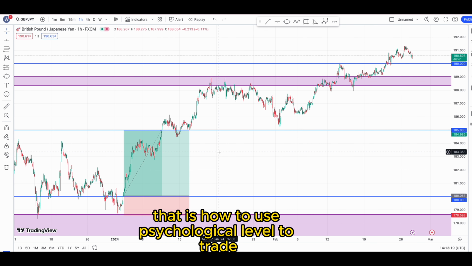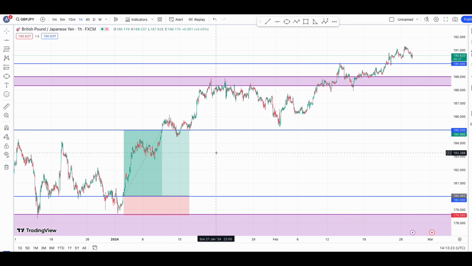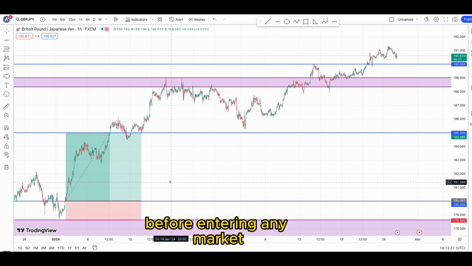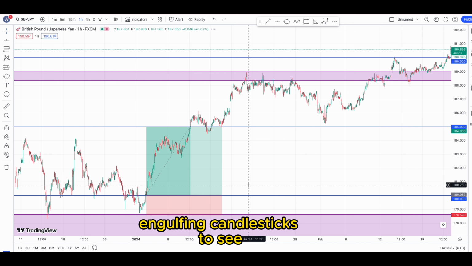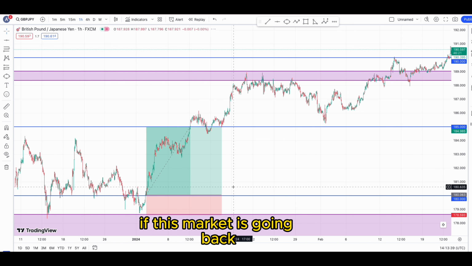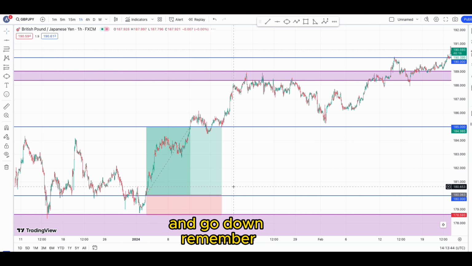That is how to use psychological level to trade. Your take profit will be at the next psychological level. Don't forget, before entering any market, you need to check some confluences. Like I always say, you have to check your candlestick reaction, the weak rejections, the engulfing candlesticks, to see if this market is going back or wants to break your zone and go down.